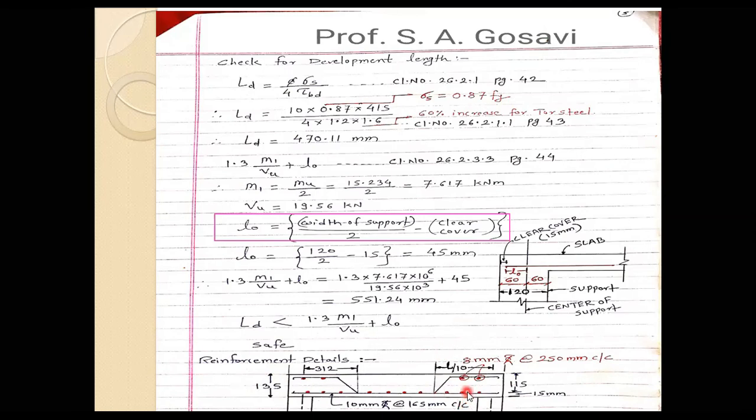And the distribution steel, we have provided is 8 mm bar diameter, with a spacing of 250 mm center to center. Okay, so this is the distribution steel, 8 mm bar about 250 mm center to center. This is your main steel, 10 mm bar about 165 mm center to center, and this is the reinforcement detail. This completes your design of one way slab. These are the steps. By using these steps, you have to design the one way slab.